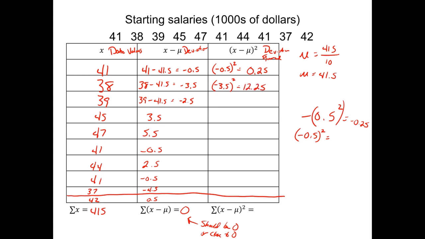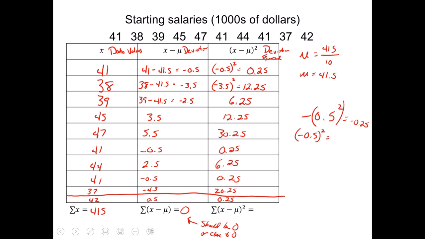12.25, again, should be positive, right? And so we keep on going down, so 6.25, 12.25, 30.25, 0.25, all the way down to the last one, which is 0.25. And what do you think we're going to do next? We're going to add them all up.